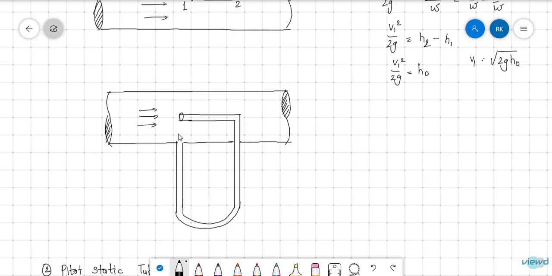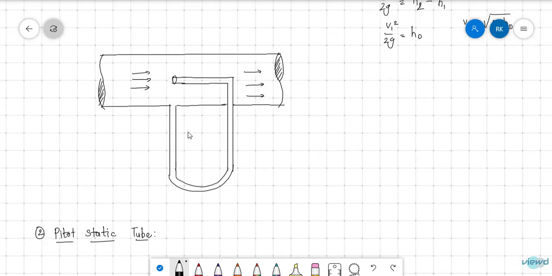So we cannot construct tubes that high. So we are using a manometric fluid to measure the pressure difference. In this case, the static pressure will be up to this point. The static pressure is up to this point.